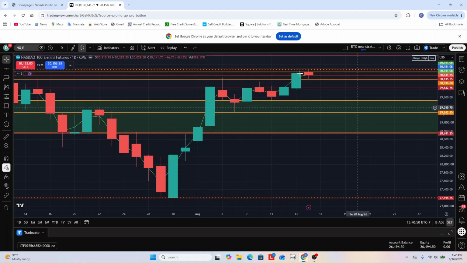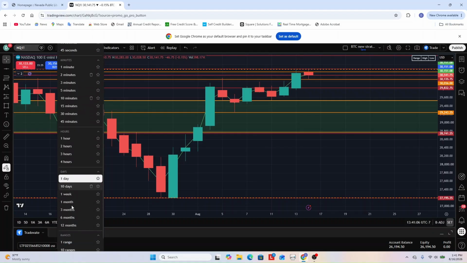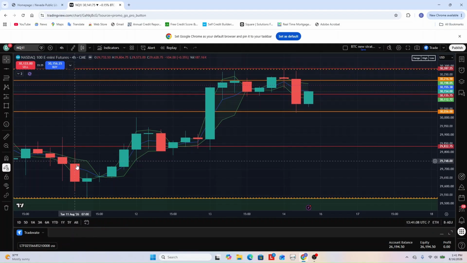All right, so I have these areas marked out. So again, we have the low, we have the open, and we have the close. All right, so the next level would be the 4 hour. All righty, so now we have the 4 hour, okay?